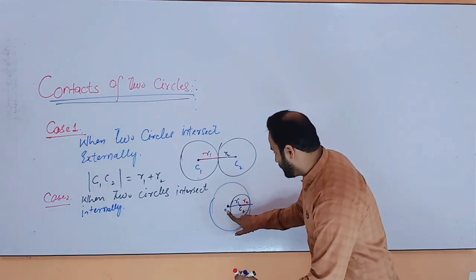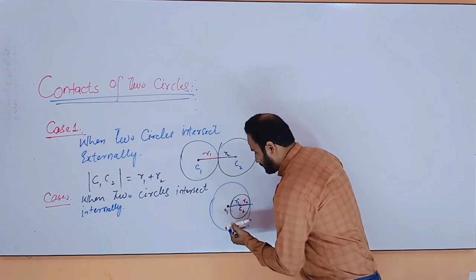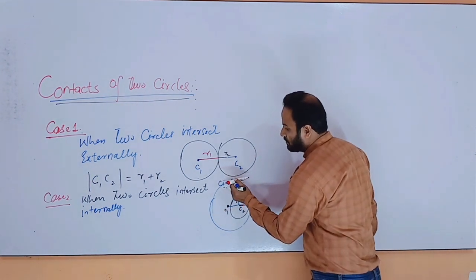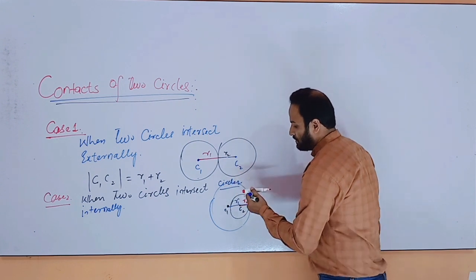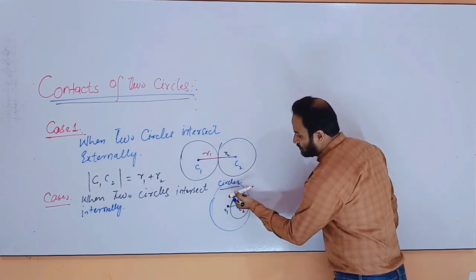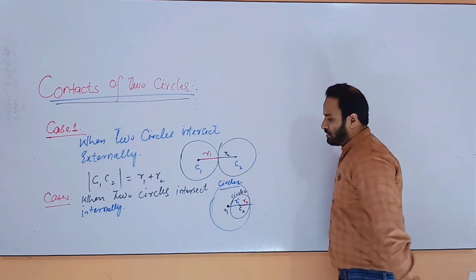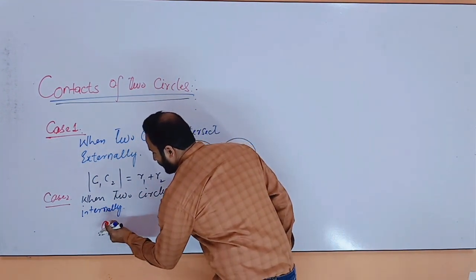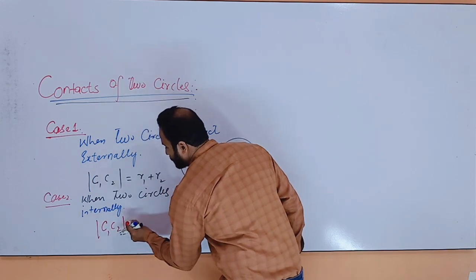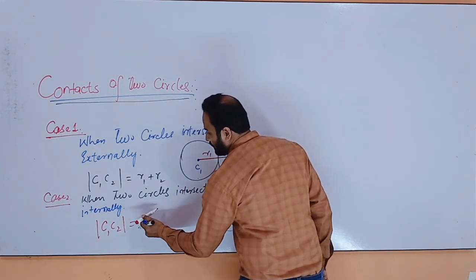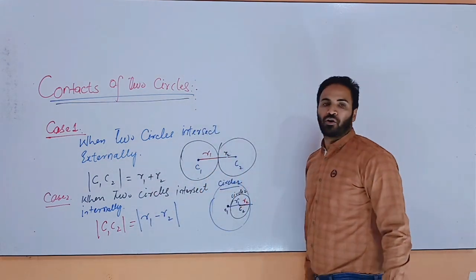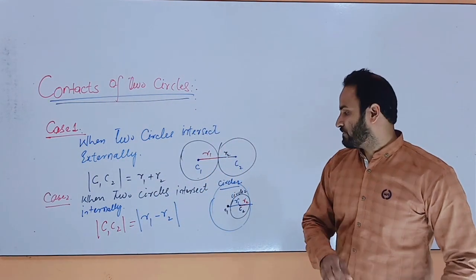Okay, this is C1, this is circle 1 and this is circle 2. Okay, the equation will be satisfied. The length between the centers of the circles should be equal to the difference between the radii, and you can take the mod because length is always positive.